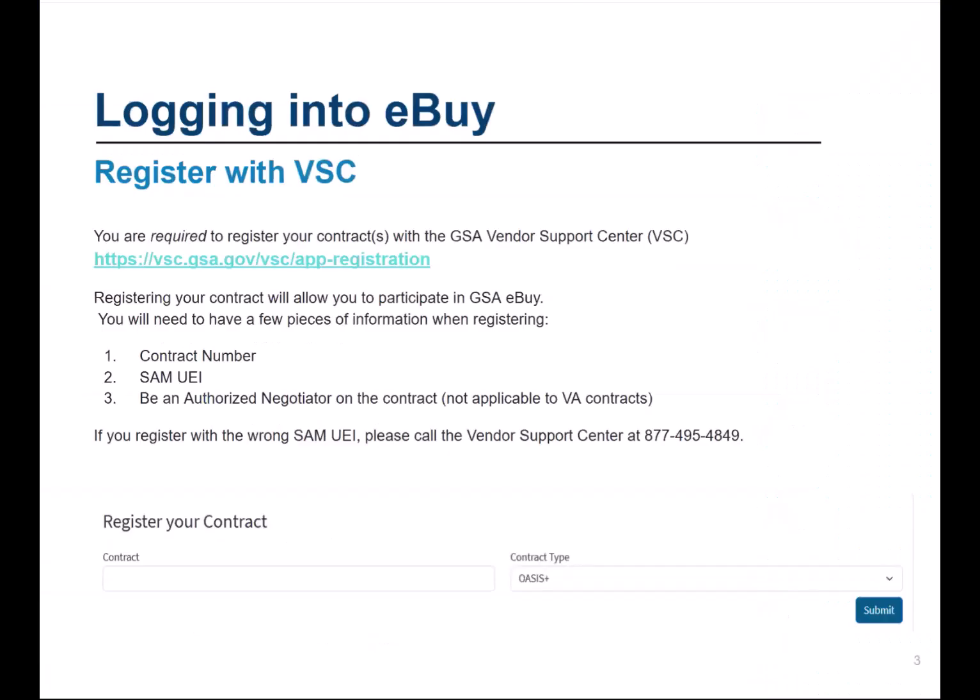Logging into eBuy. In order to use eBuy, you must first register your OASIS Plus contract with the VSC, which is the Vendor Support Center. Please make sure that when you do register with VSC, the email that you use to register is the same email that you use to log into eBuy for the first time. If you try to log into eBuy with a login associated to a different email than the one you registered with VSC, you will not be able to see your contract.